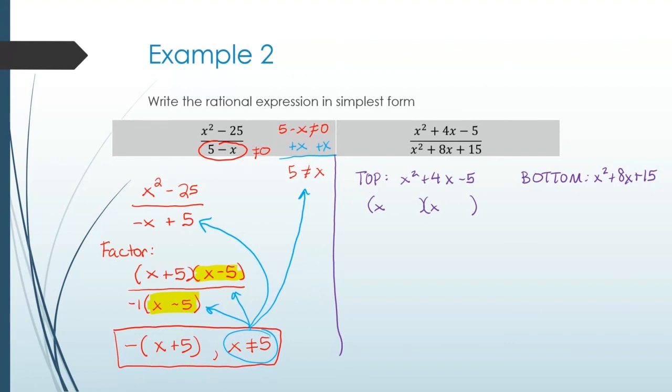The 4x is positive. So there's only two numbers that multiply to 5, 1 and 5. And if I do -1 times 5, that gets me -5. -1 plus 5 gives me 4. So that's going to be x minus 1, x plus 5. Or you could do x plus 5, x minus 1, either one.